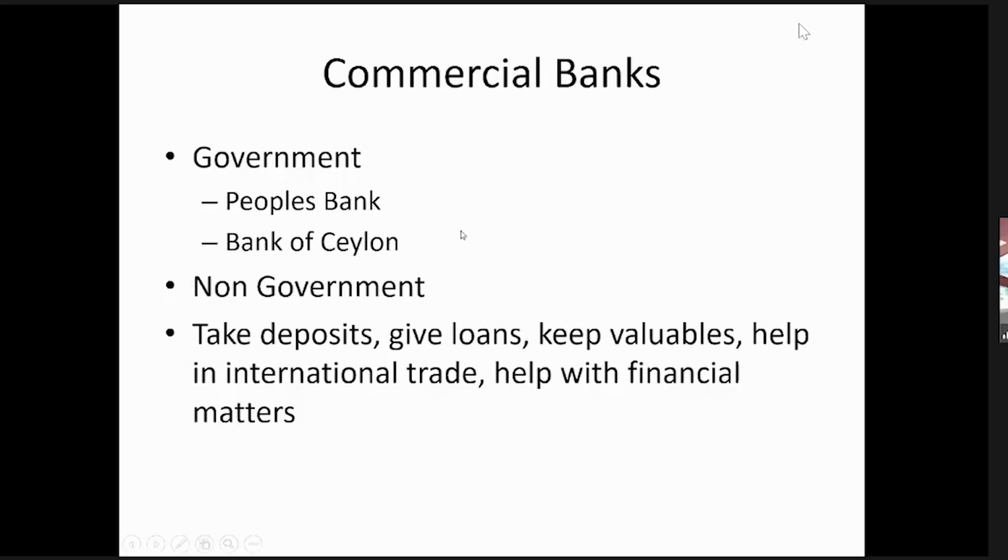So the important point with commercial banks is this one, giving loans. It is only commercial banks that can give loans to anyone, not for a specific purpose. If I'm having a personal reason, I can go to a commercial bank and say, I'm having a personal reason, please give me a loan. So the bank can give me a loan. So this is very important. In fact, keeping valuables is the duty of the commercial bank, as well as international trade can be done with the commercial banks.